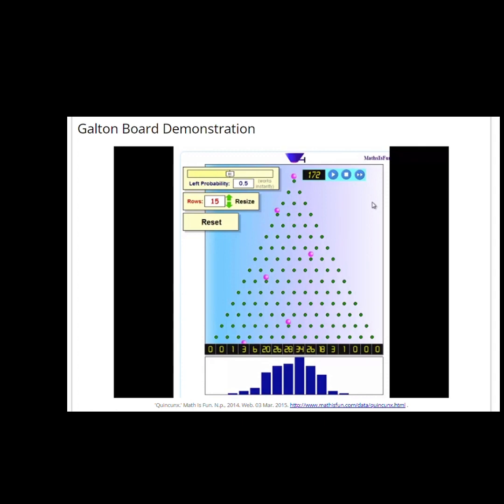And just to convince you of this, I've sped up the process, eventually running to a sample size of around 1,000, by which time the frequency histogram looks very normal-like. Indeed, since there are 15 levels at which each ball makes a decision left or right, and since those decisions are made with probabilities 1/2 each, assuming they're independent of one another, the probabilities of the bins at the bottom correspond to binomial probabilities with n equals 15 and p equals 1/2.